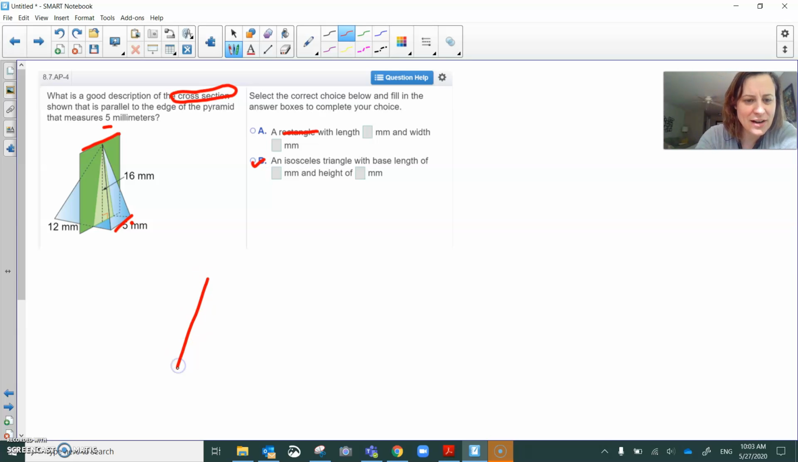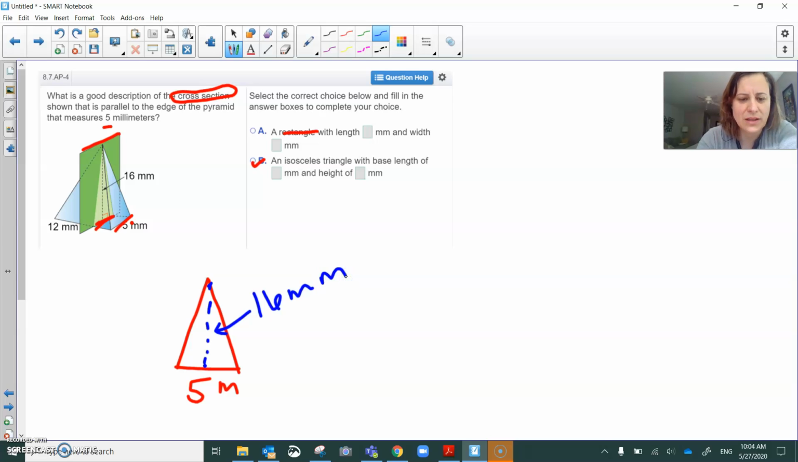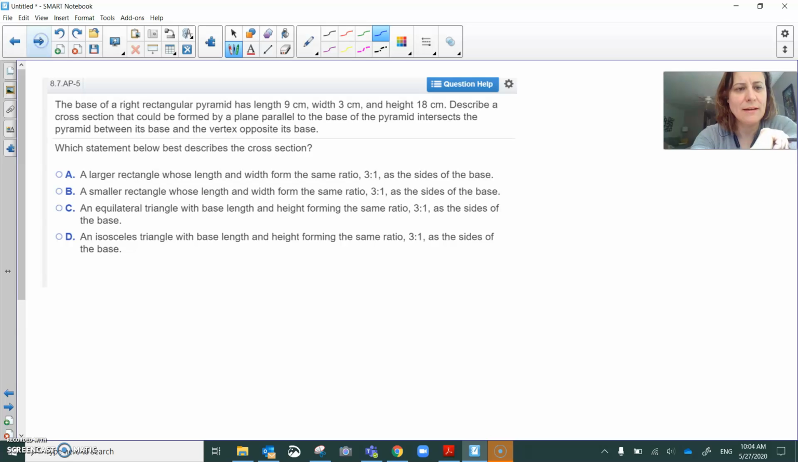If I look at that triangle that is in there, I see a couple of parts of it. One thing I know for sure is that this edge is going to be 5 millimeters, and the height hasn't changed. So the height of this triangle is still going to be 16 millimeters. So those would be the numbers that you place there, the height of 16 and a length of 5. So that was question 4. Let's go to question 5.